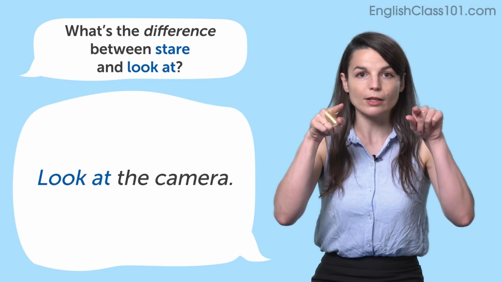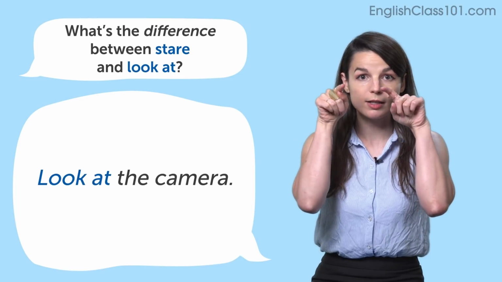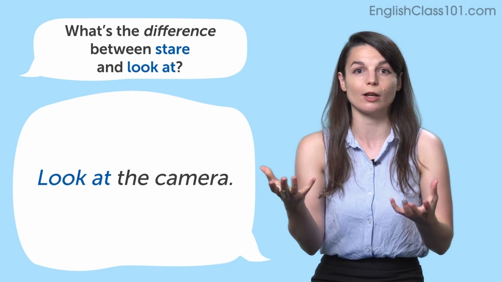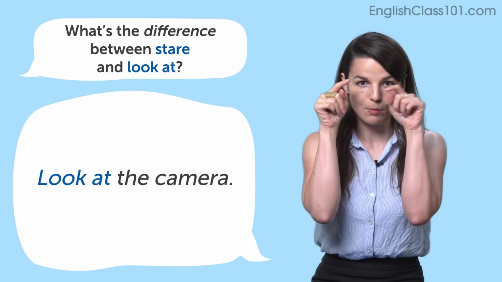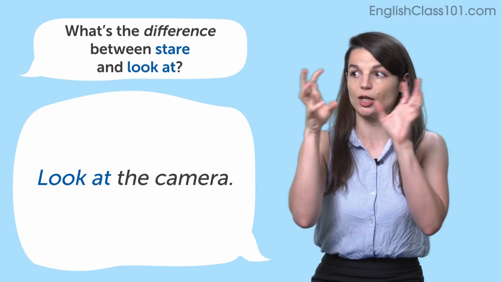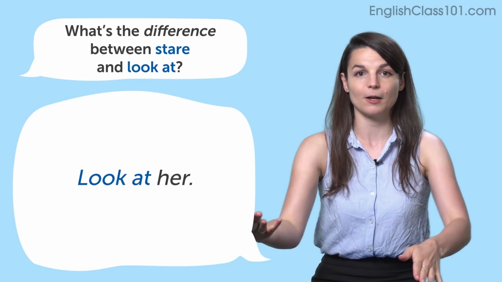We use look at to refer to moving our eyes to something. So we focus our attention on something when we use look at. Like look at the camera means use your eyes to focus on the camera. So we use our eyes in a direction when we look at something. Look at that, look at him, look at her, right?